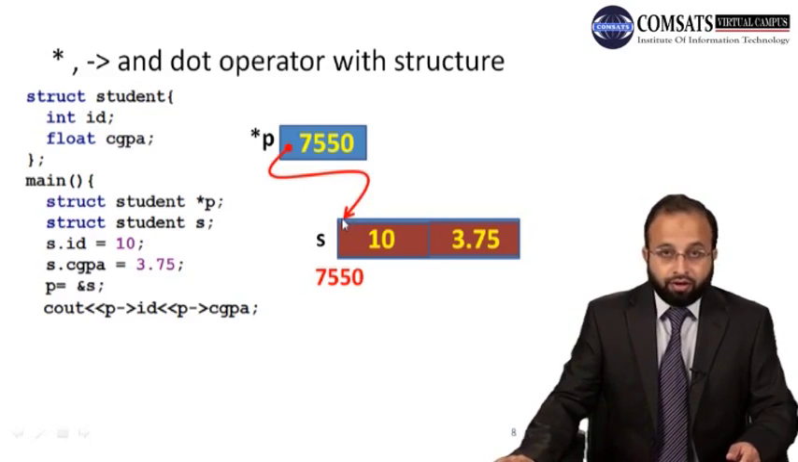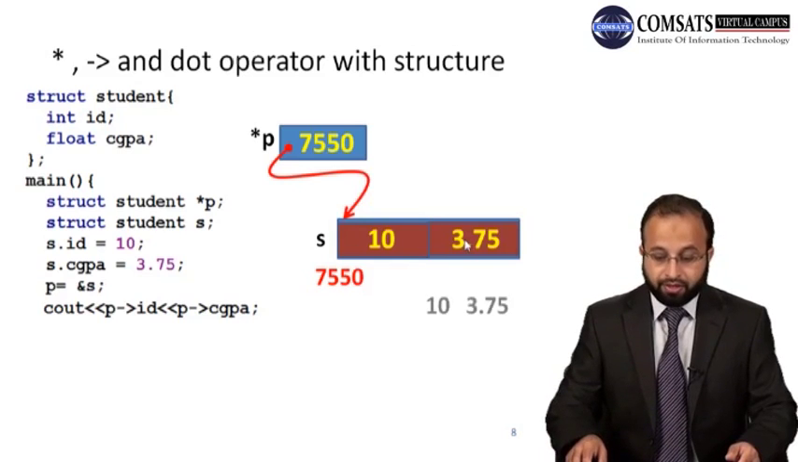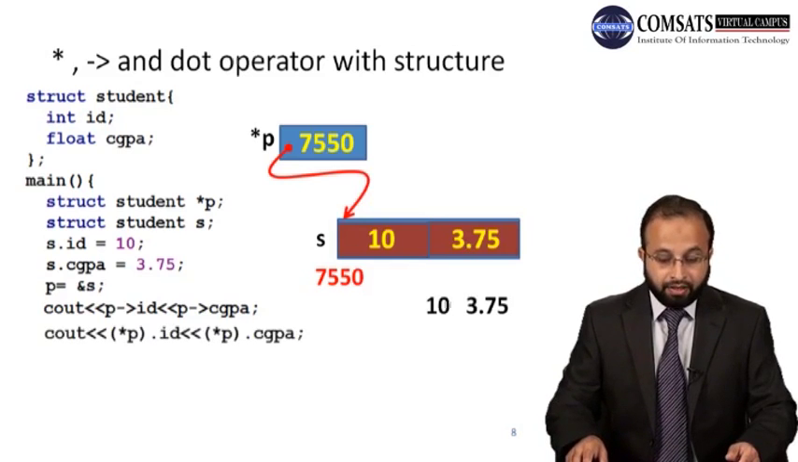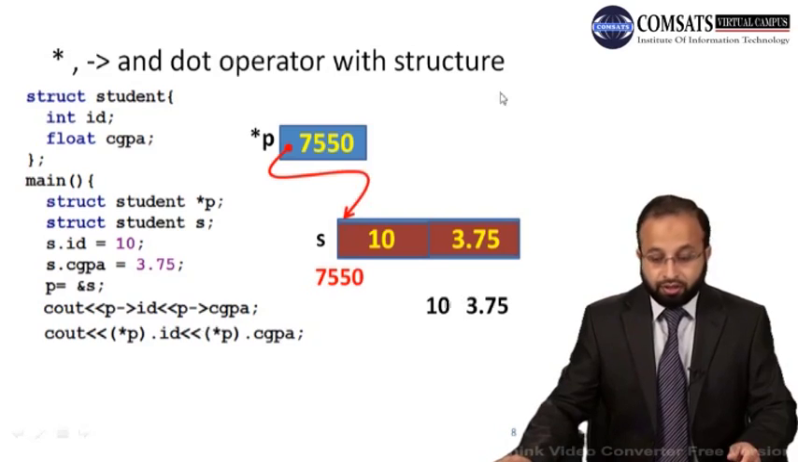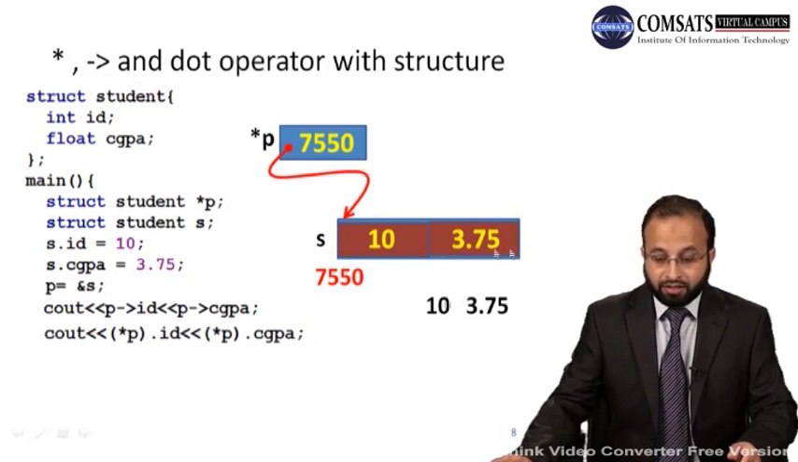Then what are you going to access? id. So you write id, or you can write cgpa. The output of this cout statement is 3.75. Or you can write *p. *p is the value at address 7550. So this is the value at address 7550, and the value at address 7550 is id and cgpa.